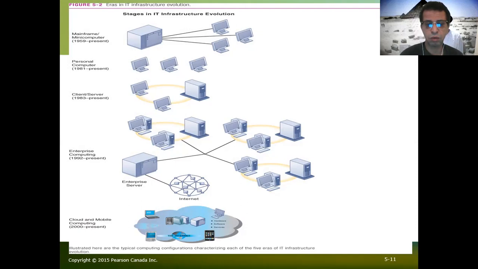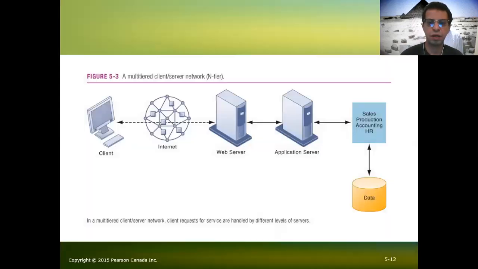Eventually, it became enterprise computing, where some still use the mainframe, some use servers, and some use a combination of them, all connected to the internet. And eventually what we had is called cloud computing and mobile computing, where the hardware could be somewhere, the software somewhere else, and all connected via the internet. So these are the stages of infrastructure's evolution.